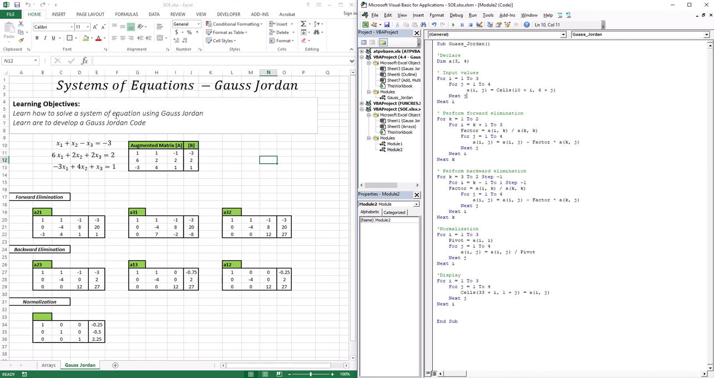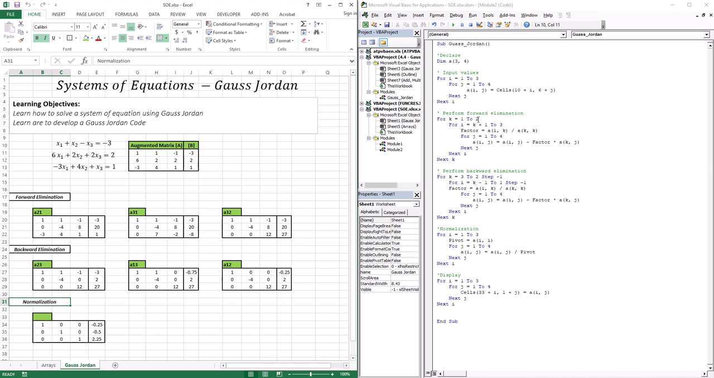Given that we inputted the values, we have 3 processes that we need to go through. We need to go through forward elimination, then backward elimination, and then normalization. To review what we did with Gauss elimination, this is the identical forward elimination code that we dealt with.